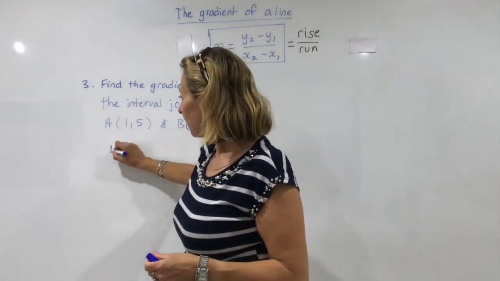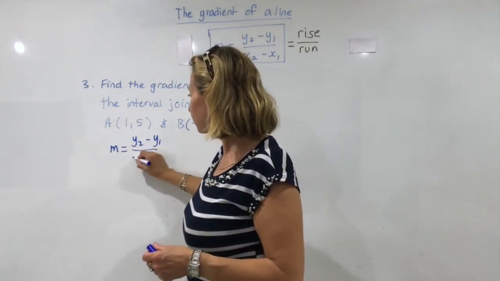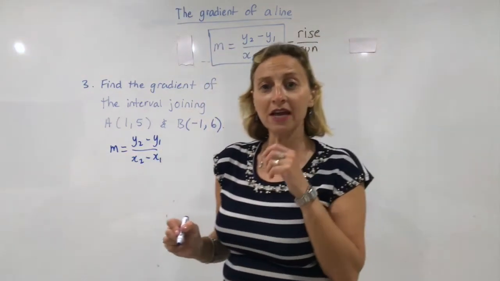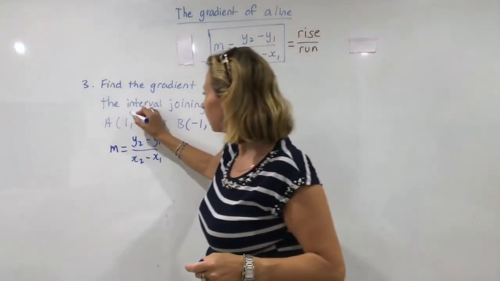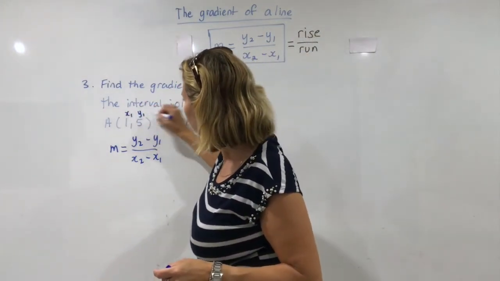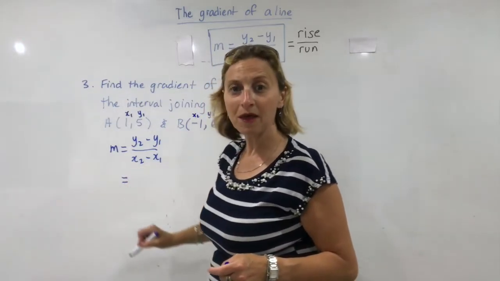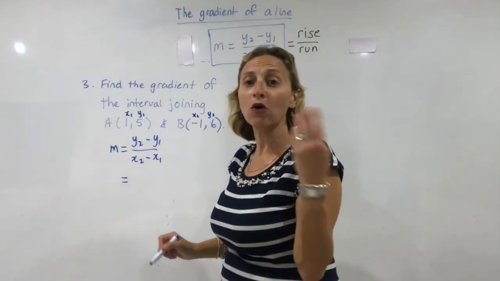So, I'm trying to find the gradient, y2 minus y1 over x2 minus x1. I'm sure I don't need to tell you what I need to do next. What I need to do? Label the points. Excellent. x1, y1, x2, y2. Let's put in the numbers where they belong. This should be getting very normal now. It should be getting almost boring.